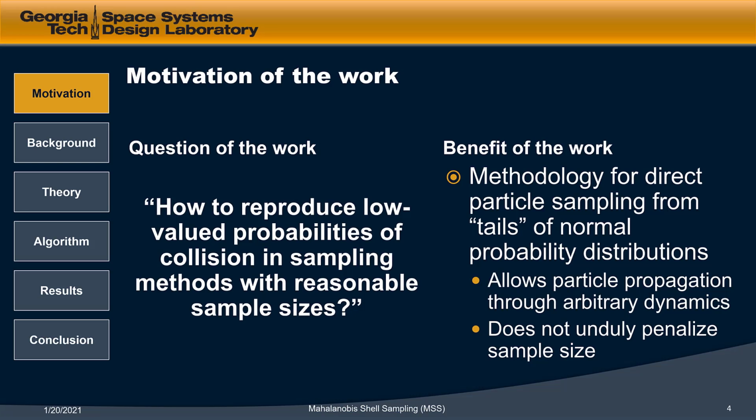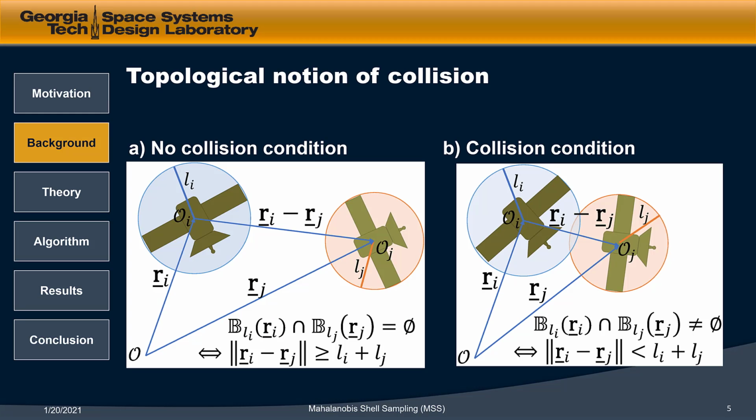This work aims to develop a general methodology for particle sampling from tails of normal probability distributions that allows for arbitrary propagation without unduly penalizing sample size. First, we will discuss the idea of a characteristic length or hard-body radius for some agent i, denoted by Li, which we define here to be the furthest Euclidean distance from its center of mass to any point in its body, preferably under a worst-case configuration of all appendages and deployables.